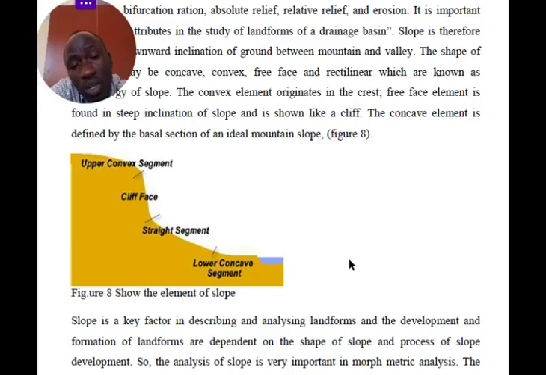When we move on to the straight segment, that part has what we call deposition. Minimum deposition starts from that side. So in other words, when the material moves from the upper convex segment, it will go through the cliff face, and it will always settle or concentrate in areas with a straight segment. That's the segment associated with deposition.